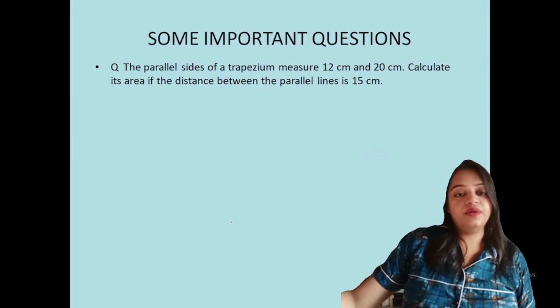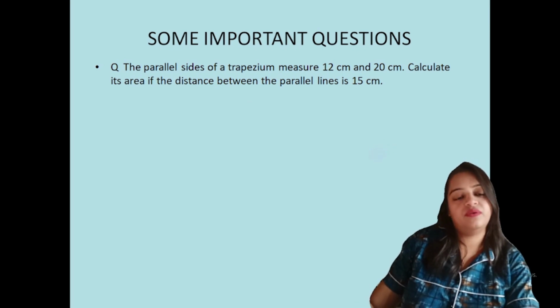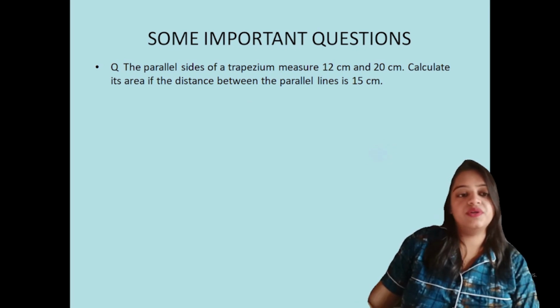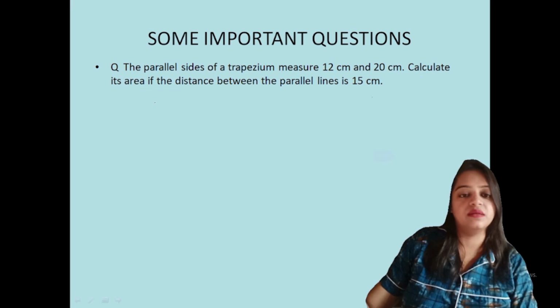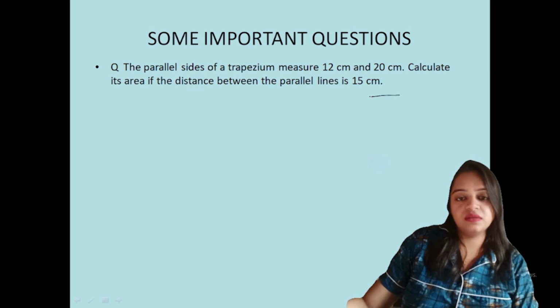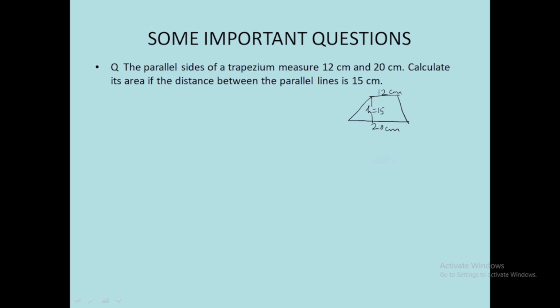Let's come to some important questions now of the topic. Trapezium we have done in our previous video. Formula we have discussed there. Let's see the questions based on that. Question: parallel sides of a trapezium measure 12 cm and 20 cm. Calculate its area if the distance between the parallel lines is 15 cm. If we draw the figure for this, this is a trapezium. Parallel sides की measure given है आपको 12 cm and 20 cm. And distance between parallel lines मतलब height बनेगी ये trapezium की which is 15 cm.